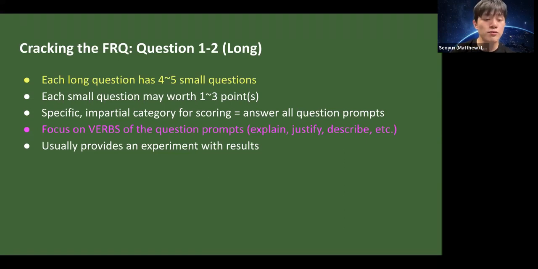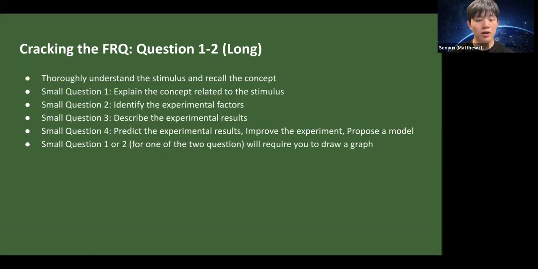And for the long question, the stimulus is generally an experiment with results, okay? So you should be thoroughly analyzing the stimulus, which is around 2 to 3 pages long. Generally, it starts with the experimental setup and the results, and you'll be asked 4 to 5 small questions that have a category for scoring, okay? Again, I mentioned that there are around 4 to 5 small questions for the long FRQ, which are the first 2 questions of the 6 FRQ questions.